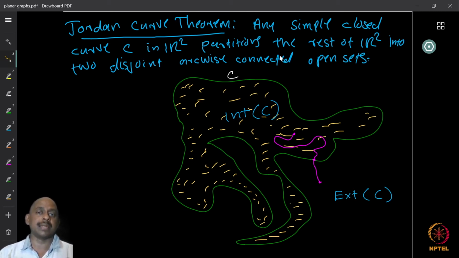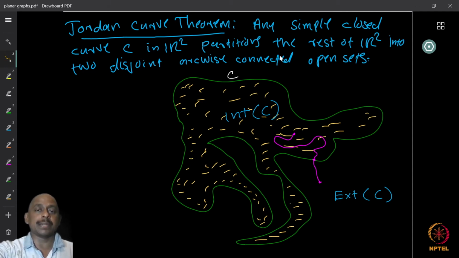Again, these terms are technical, but what we want to say is that if you take the entire R2 and put in one simple closed curve, a curve which does not intersect itself, then it divides the region into two parts. One is the inside and one is the outside. The inside part is connected in the sense that you can find a curve connecting any two points of this area. It's an open set, and similarly the outside part has the same property. So this is what the Jordan curve theorem says, that it partitions the region into two parts.